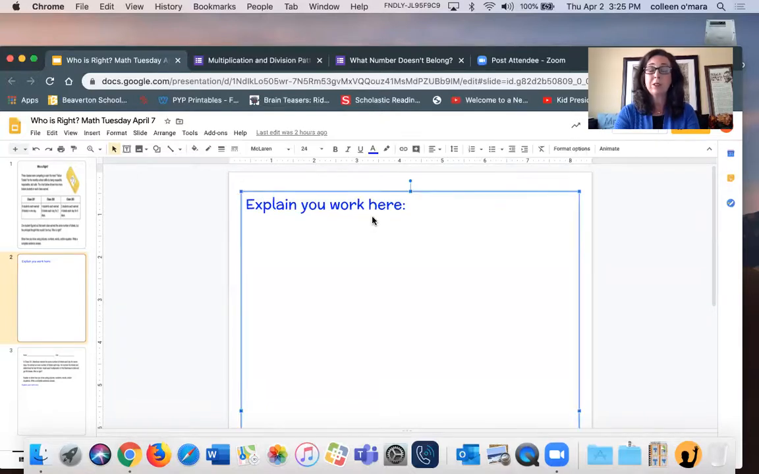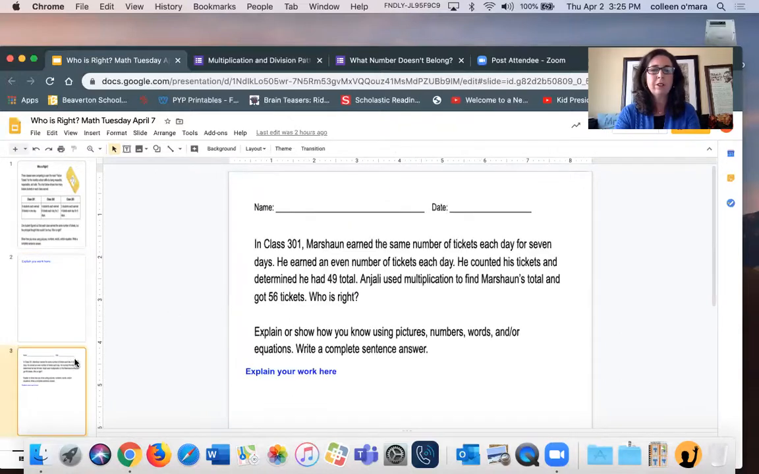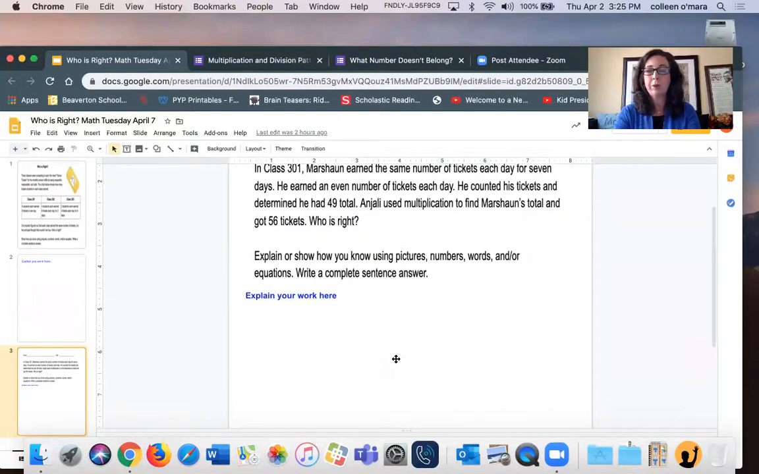It is a text box, so you can do all of your work right here. If you'd like to do your work on a separate piece of paper, go ahead and do that. Take a picture of it and you can upload it here. That's fine. And then there is a third slide with more of the question and explain your work here.